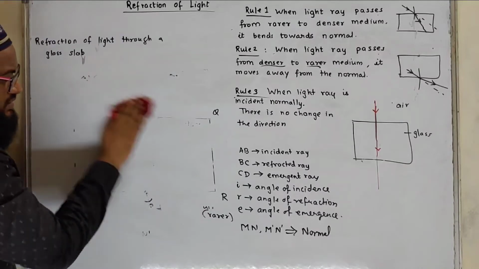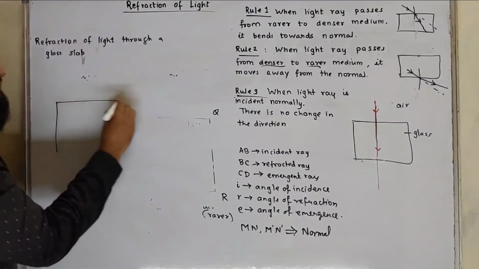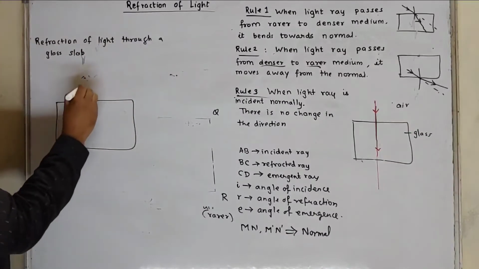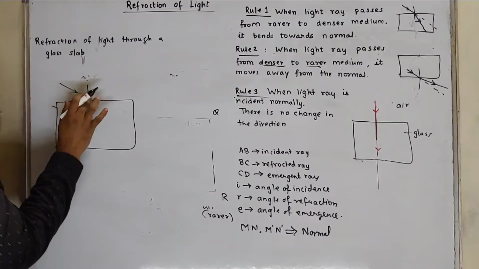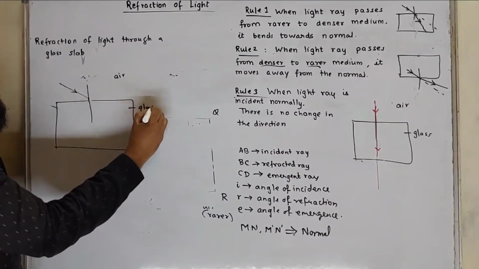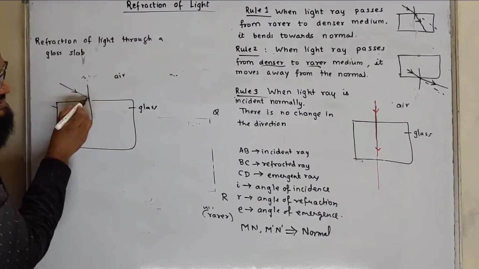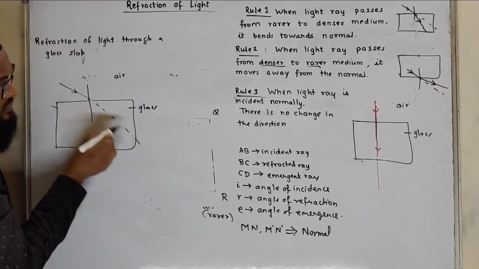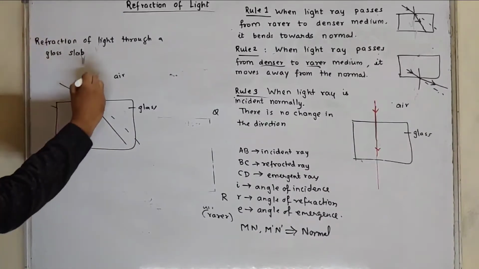I'll repeat again shortly. See, you need to draw a glass slab. This is the normal. This is the incident ray. When it enters from air, this is air, this is glass. Now when it enters from air to glass, I mean rare to dense, instead of going straight, what will happen? It will bend. It will bend towards normal. This is the normal.